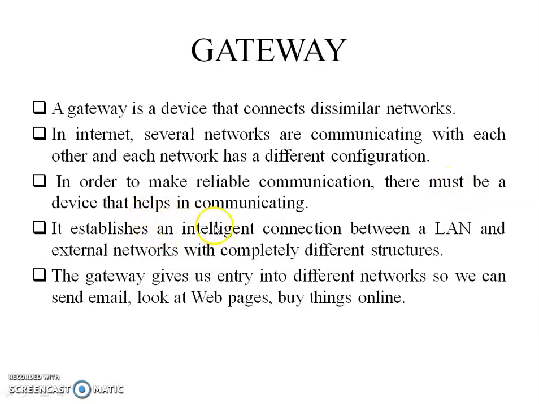makes communication easy. So it establishes an intelligent connection between a LAN and the external networks with completely different structure. The gateway gives us the entry into the different networks, so we can send emails, look at web pages, buy things online. All these things are possible because of the gateway, because gateway helps us to communicate with the internet, which uses different types of protocols for different tasks to be performed.